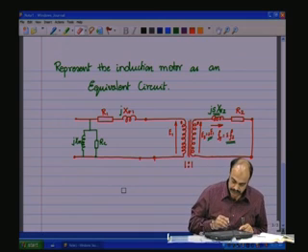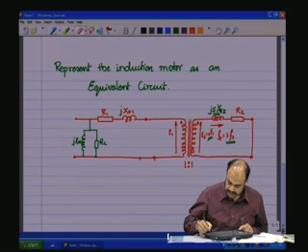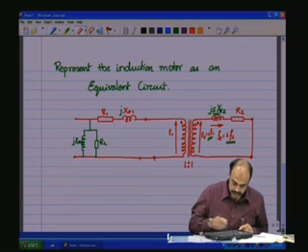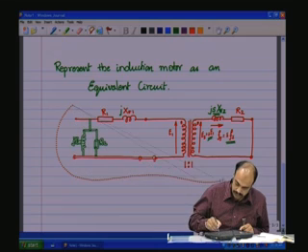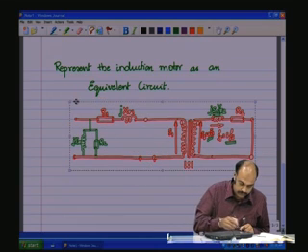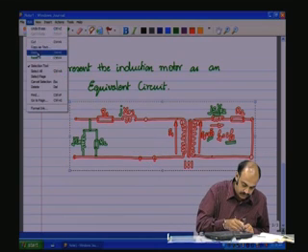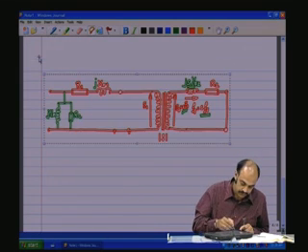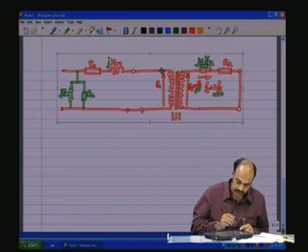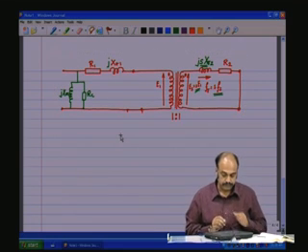Now we have the situation. Let us copy this figure and take it to the next page so that we now have more space.